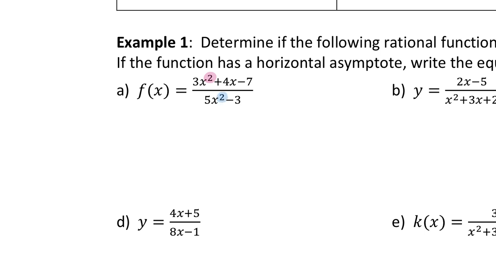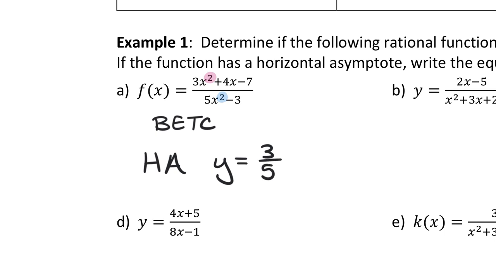Is this graph Bobo, Botn, or BETC? BETC. So we're going to write down BETC for ourselves because we're remembering that this is BETC. BETC tells me that I need to divide the coefficients. If I was writing down that this has a horizontal asymptote, it occurs at y equal to 3 over 5. Where did I get the 3 and the 5?